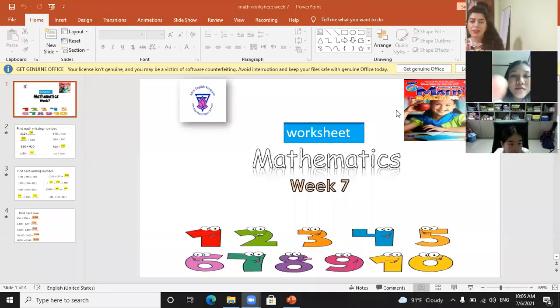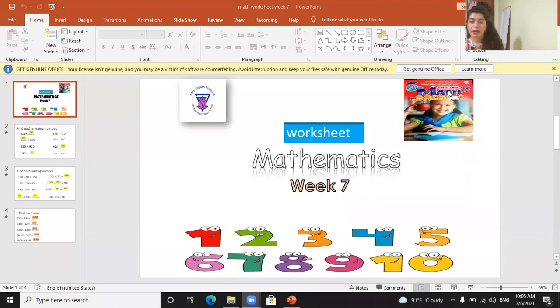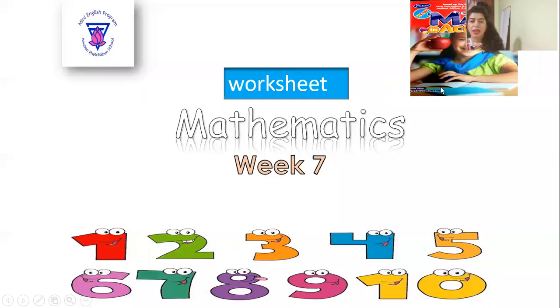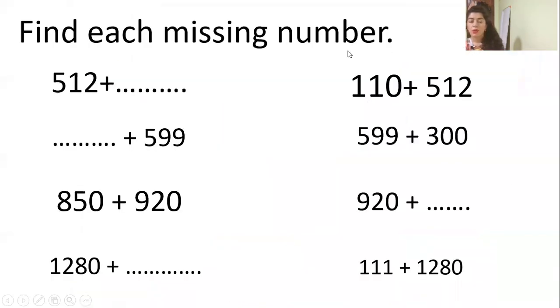So look at the screen. Today we have some examples of yesterday. Yesterday, if you remember, we talked about some numbers that are together and they are the same. Yes? For example, if I say 2 plus 4 is the same as 4 plus 2. Now here we have some examples.